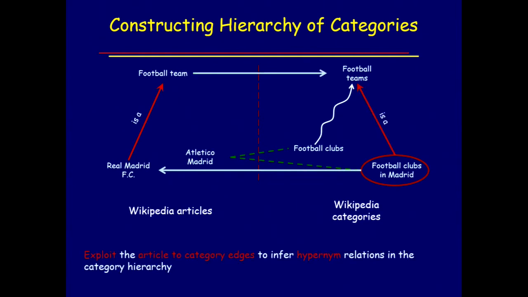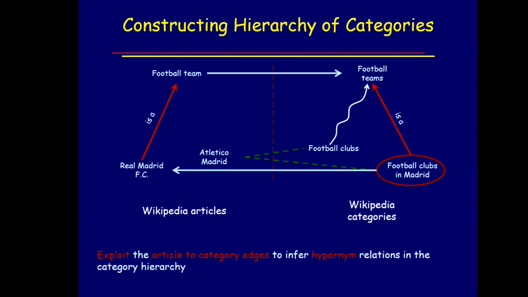Then moving on, you have the fact that football team is connected to football teams. I mean, this is already just in Wikipedia at the top. You already know that. The article on the left is connected to the category on the right. What that means is that on the right side, you might have an is-a relation also. It's not just an unnamed relation between football clubs in Madrid and football teams, but now you think it's an is-a relation because again, it should reflect what we have on the left.